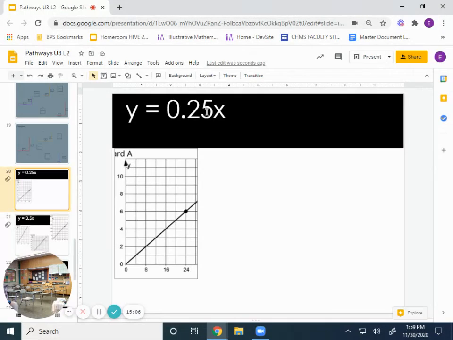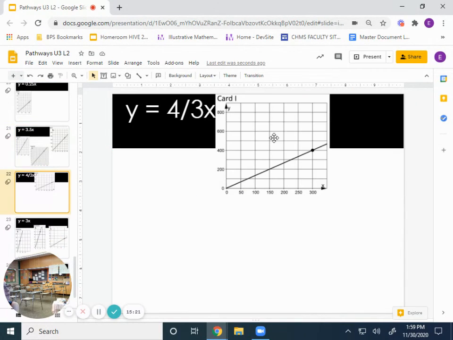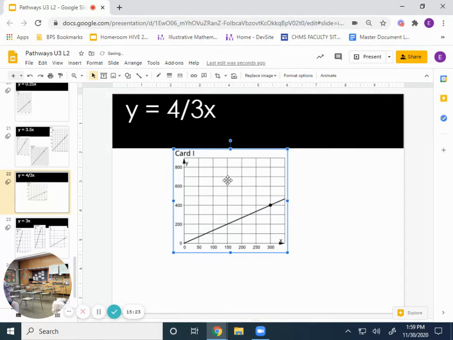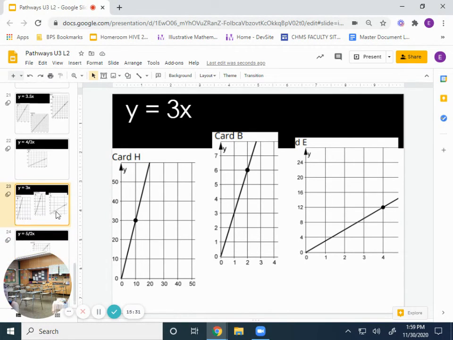So we're looking at 0.25x. We said card A had 0.25x as a slope, okay? 3.5, which ones had a slope of 3.5? Was C, D, and G. Now, if we look at this 4/3, we said that only card I had a slope of 4/3. A slope of 3 was on card H, card B, and card E.